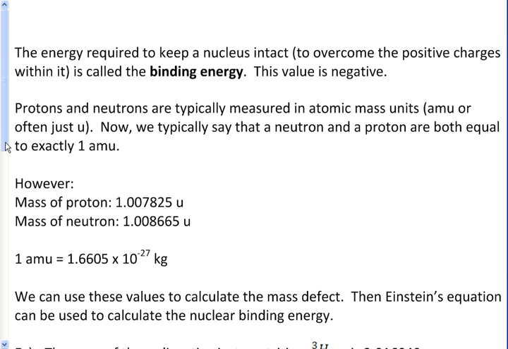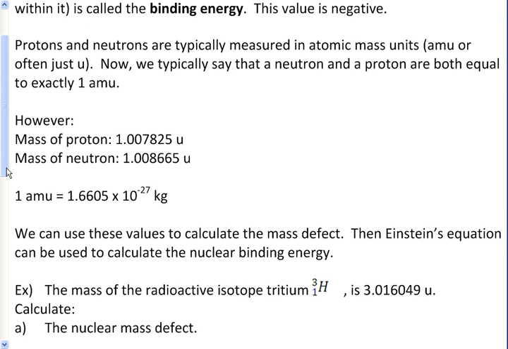In fact, the mass of a proton is 1.007825 atomic mass units. And a neutron is 1.008665 U's, or atomic mass units. So a neutron is basically 1,000th of an AMU greater than a proton. Now 1 AMU is equal to that many kilograms, so, oh man, not very much at all. 1.6605 times 10 to the negative 27. All of these values, by the way, are given to you on your formula sheet.